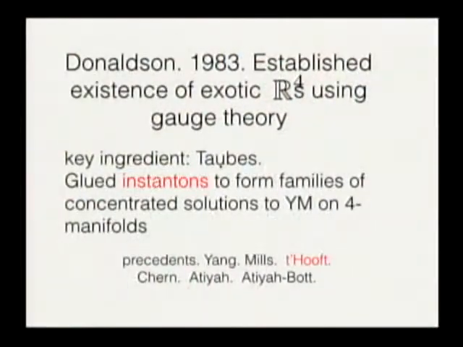So Donaldson established the existence of an exotic R4 and did a lot of other things. A key ingredient was work of Taubes. It rested on work of Taubes and a topologist, Michael Freedman. And a key ingredient for Taubes was understanding instantons, and he had to glue these. So Donaldson's proof is amazing.